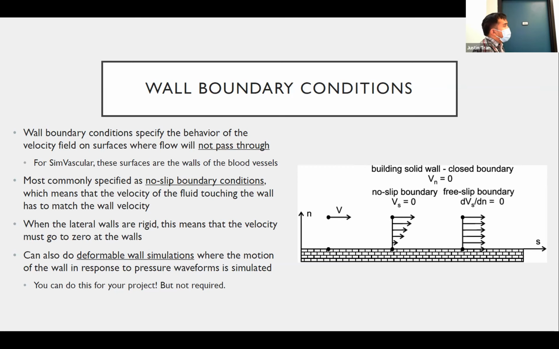The most common type of wall boundary condition is a simple no slip boundary condition. All that means is that all the fluid that touches the wall has to have zero velocity. Even though it's called a no slip boundary condition, because our walls are not moving, a no slip boundary condition is basically the same as a rigid wall assumption.